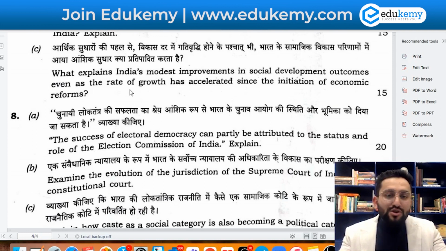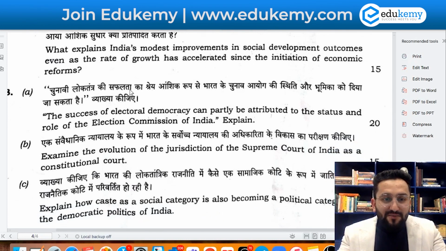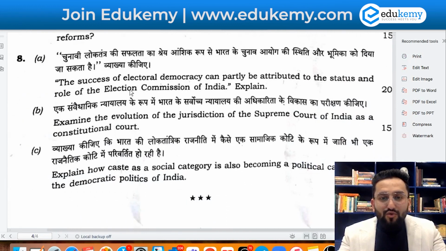Another generic question, which the class may have discussed: the success of electoral democracy. On this we also directed the question, the role of the Election Commission. And how the Election Commission has enhanced its role from the 1990s, from the era of T.N. Seshan, to now. You need to talk about the various reforms which have happened in the past. You need to talk about how the Election Commission has aligned with the efforts made by civil society, for example ADR, PUCL. So another direct question, I would say.